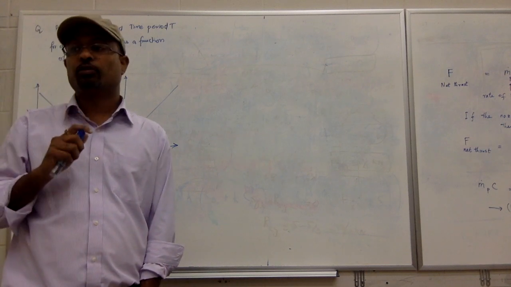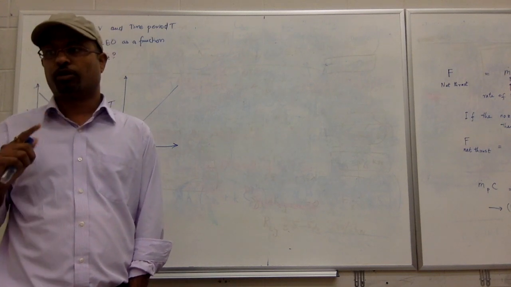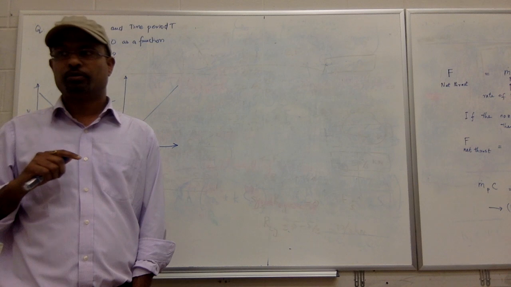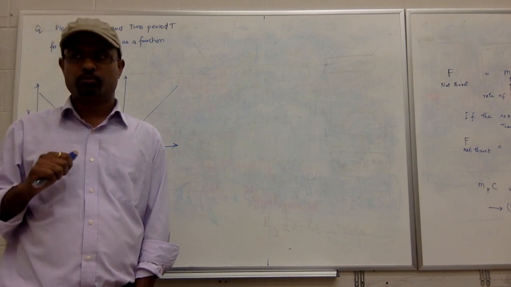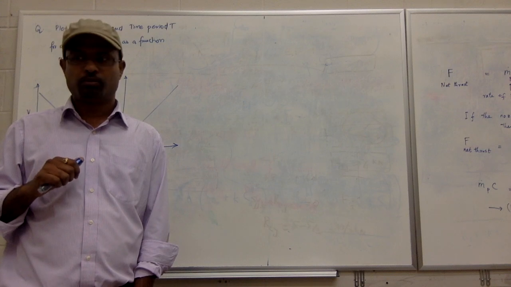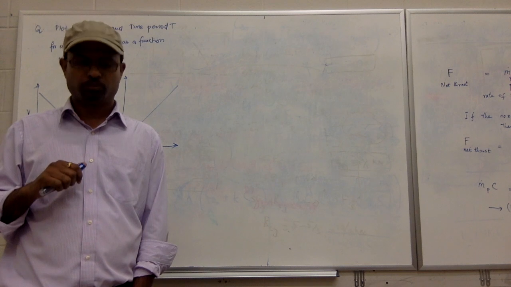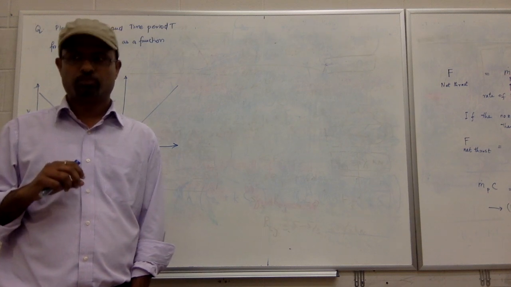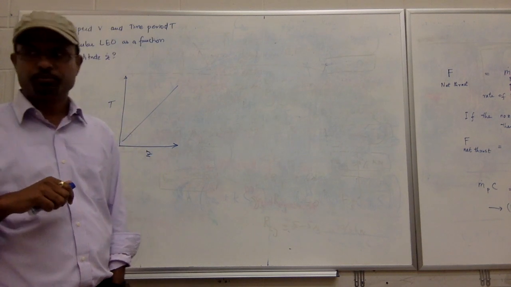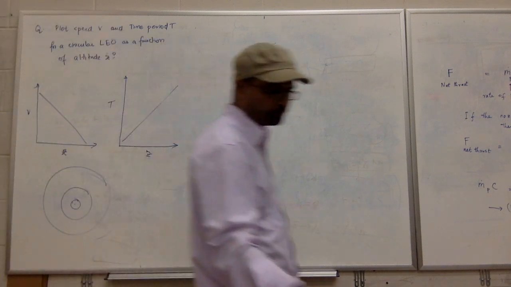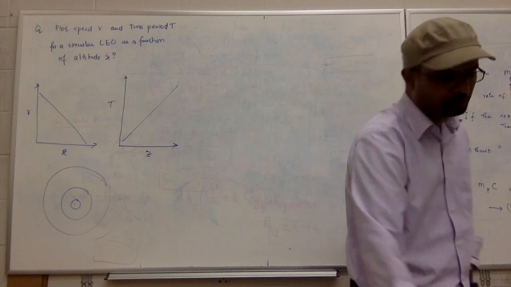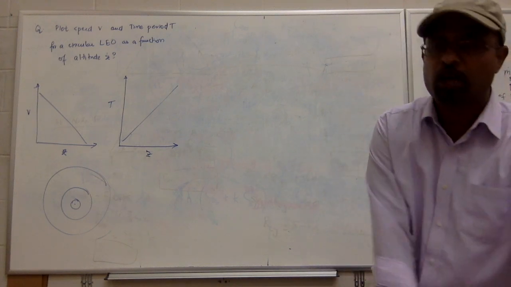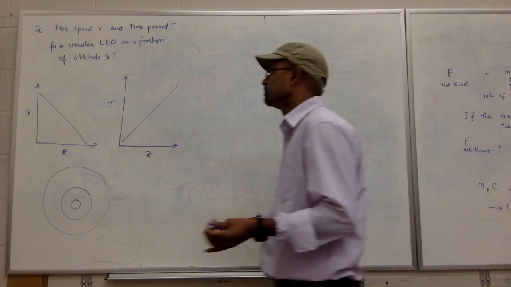You can also do speed. You have to distinguish between speed and velocity. They use the speed and time period equations, and they plug in numbers so you can get an idea of what the graphs look like. You can do that too. But ultimately, if you want to use the equations, you don't want to plug in numbers.